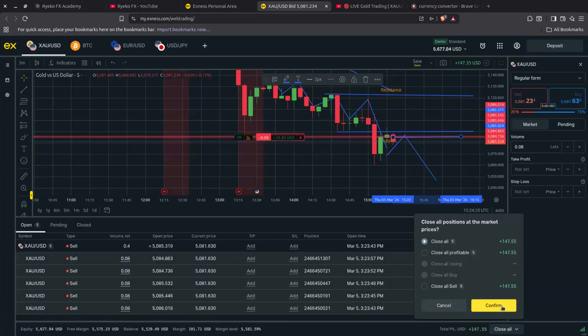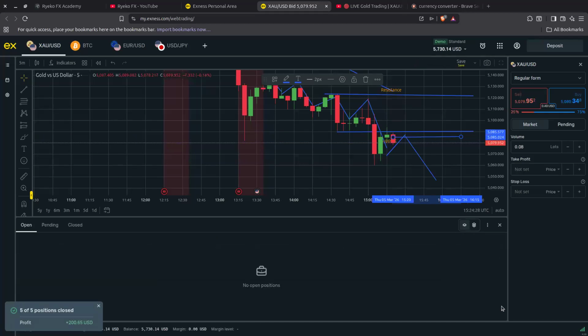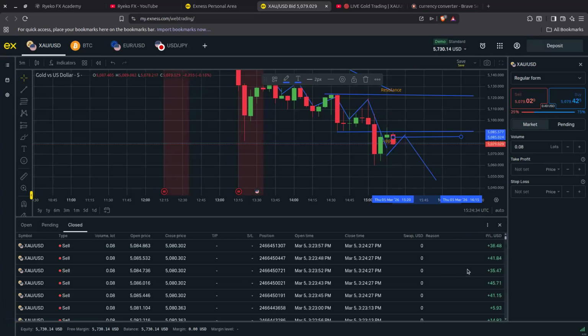I am making money. If I close now, I would have made money. I'm closing. I've closed with 200. Profit of 200 here. I've closed with a profit of 200. Look, we are making money.